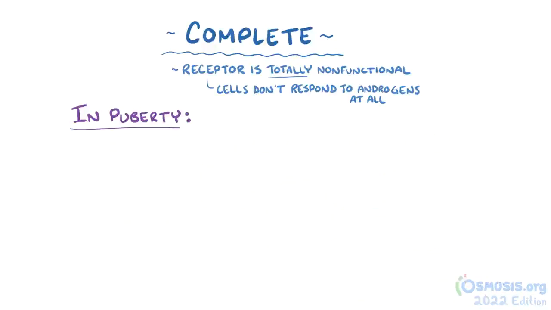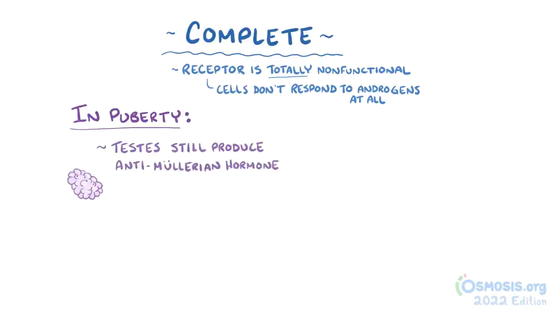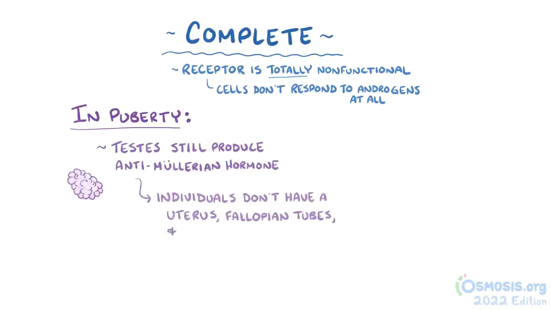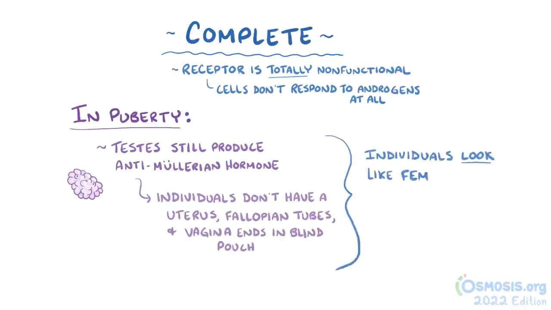Even though androgen influence is missing, the testes still produce anti-Mullerian hormone, and that means that these individuals don't have a uterus or fallopian tubes, and that their vagina ends in a blind pouch. So these individuals look like females, but they don't have menstrual cycles.